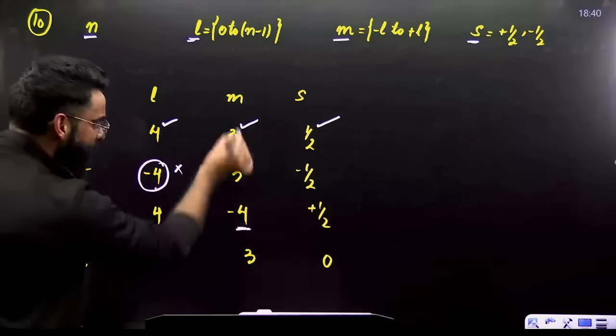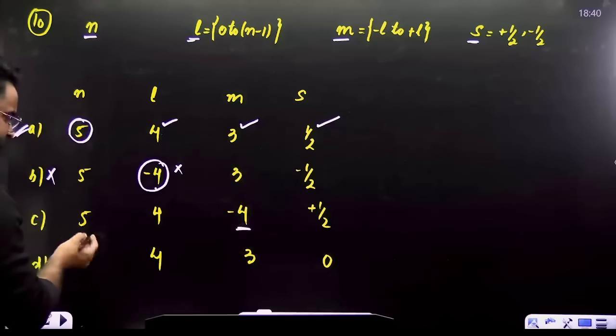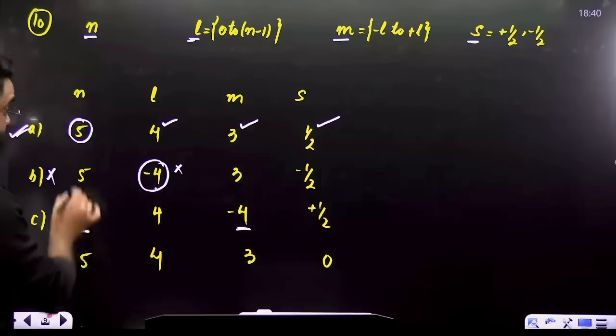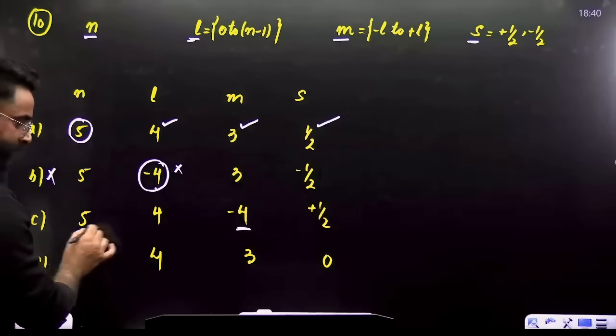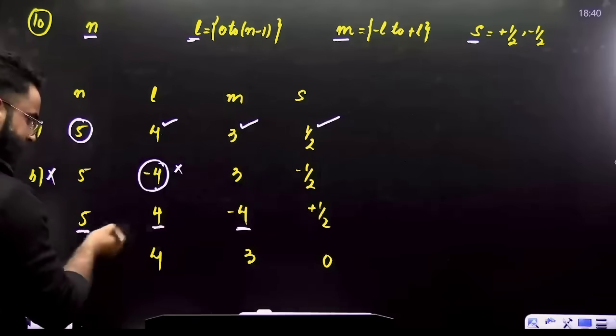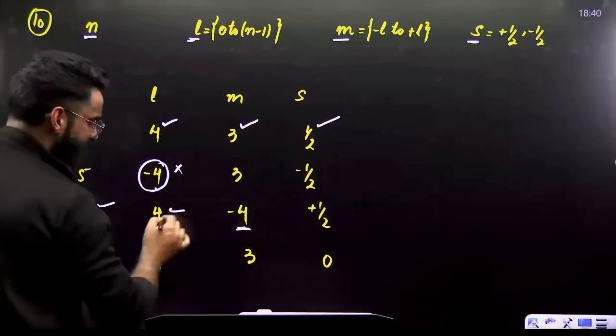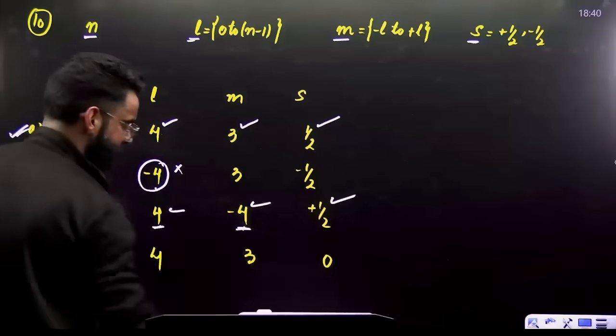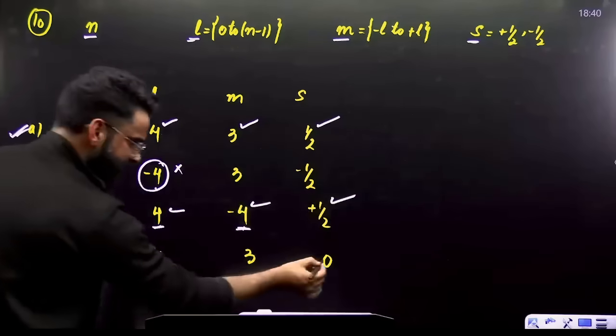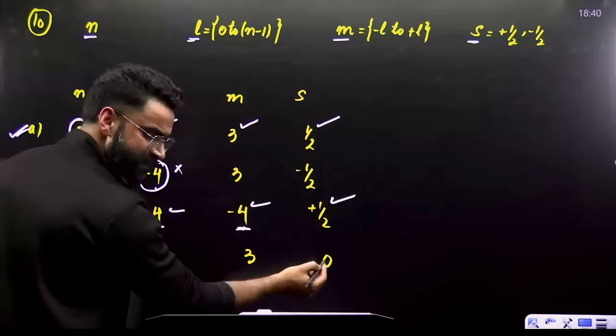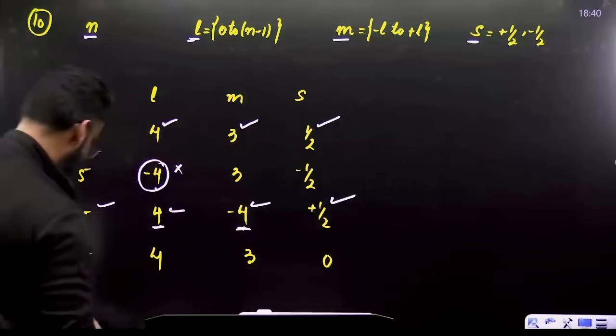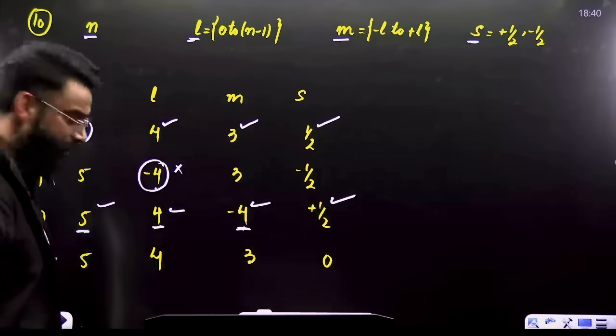Similarly, look at this one. The principal quantum number is 5 and the azimuthal quantum number is 4, so this is correct. Minus l to plus l is also correct. Plus 1 by 2 is also correct. Now look at this one. Here you can see spin is 0. Spin cannot be 0. Spin can have only two values, plus 1 by 2, minus 1 by 2. So this is incorrect. This is how a short question is also asked.